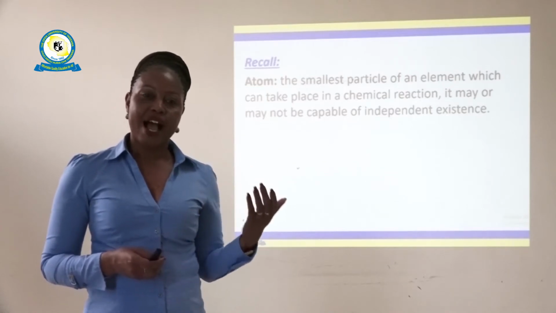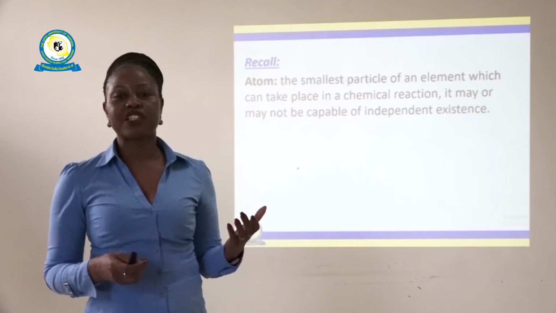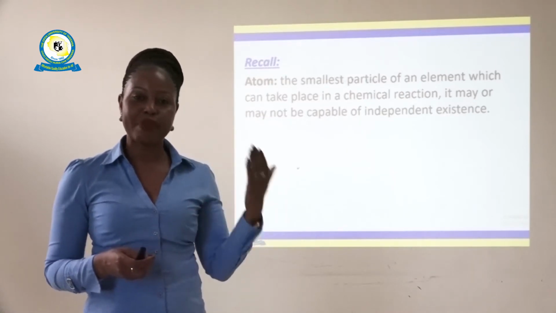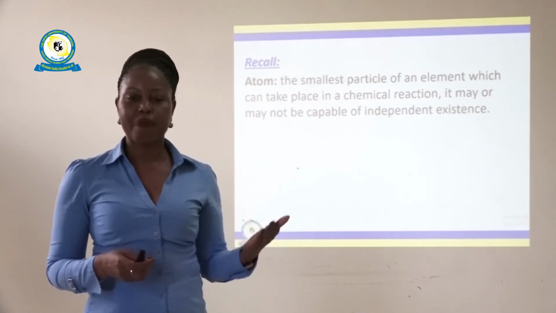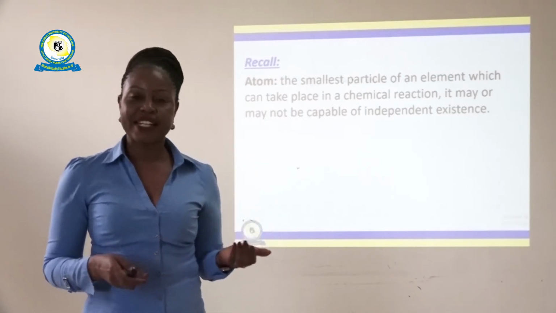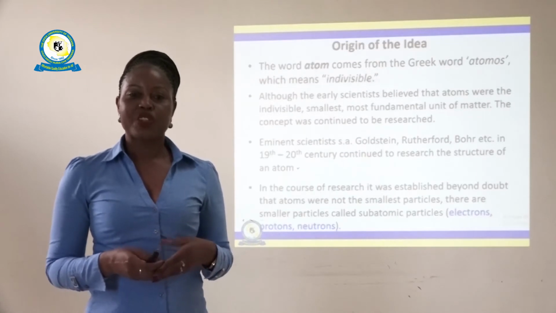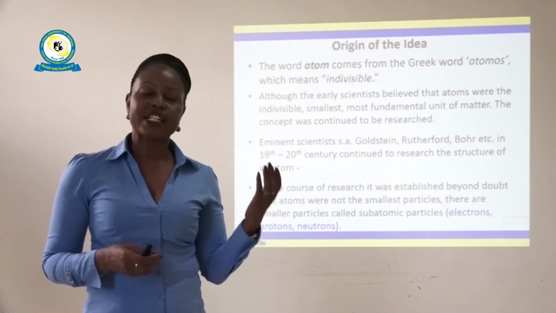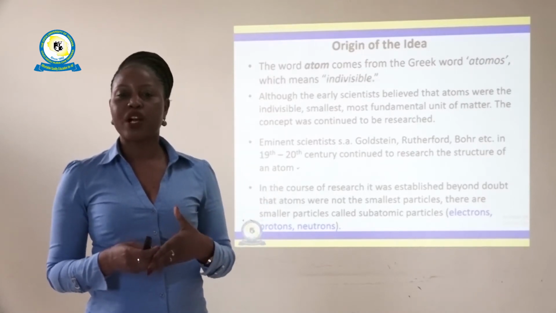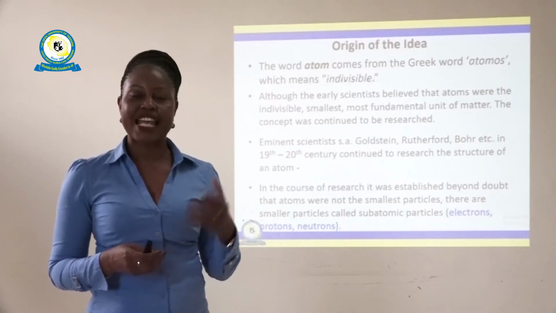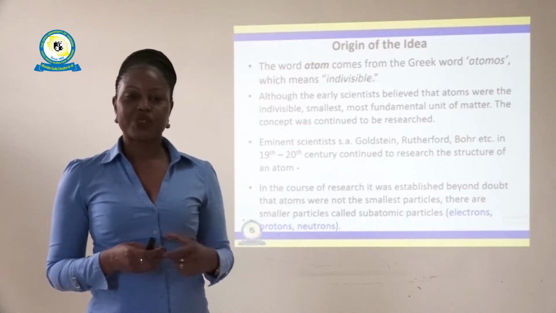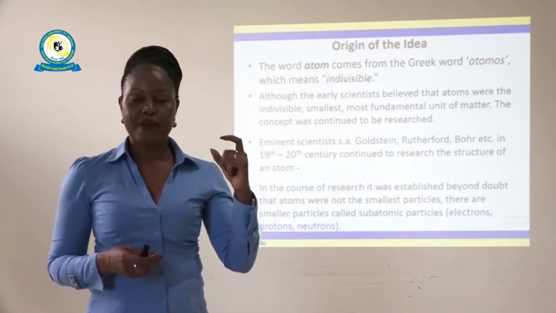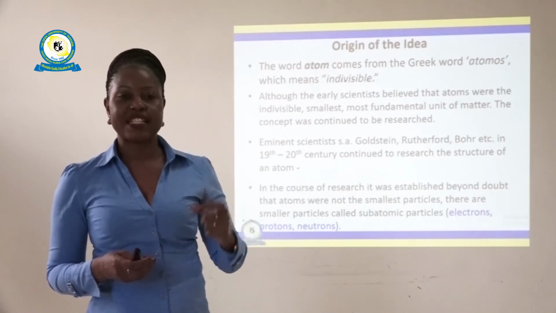Now let us recall the definition of atom. We say that an atom is the smallest particle of an element which can take place in a chemical reaction. It may or may not be capable of independent existence. So the origin of this idea of an atom. First of all, the word atom comes from a Greek word, atomos, which means indivisible. So it was said that an atom is the smallest particle that was not able to be divided.